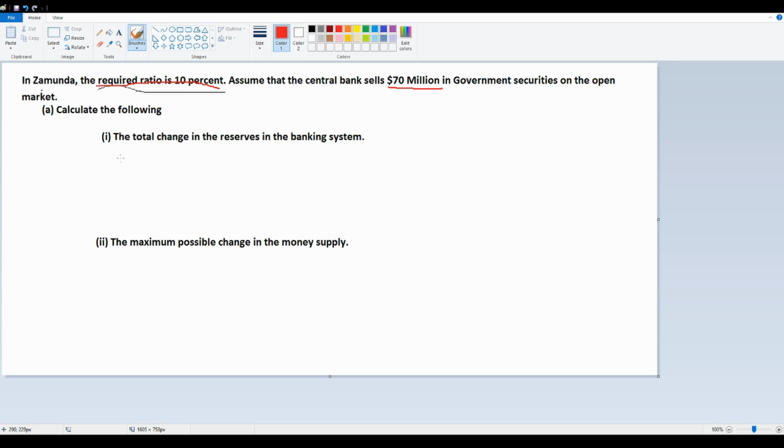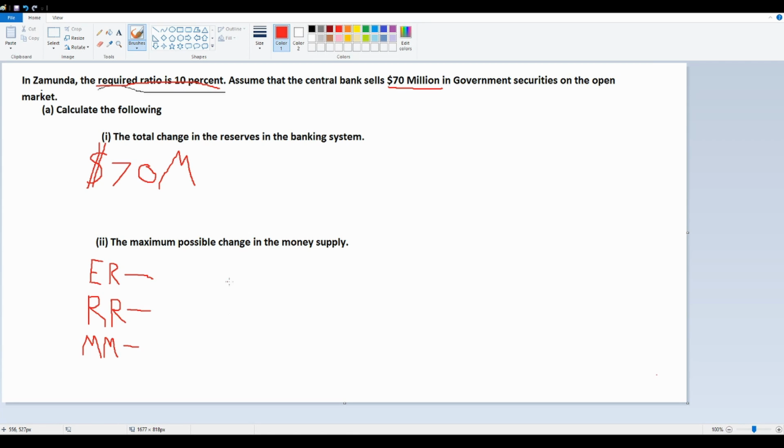The total change in the reserves, the actual reserve, which is the required reserve and the excess reserves put together, is 70 million due to the fact that a deposit in the bank changes the reserves by however much that deposit is. So the answer for this question would be $70 million.